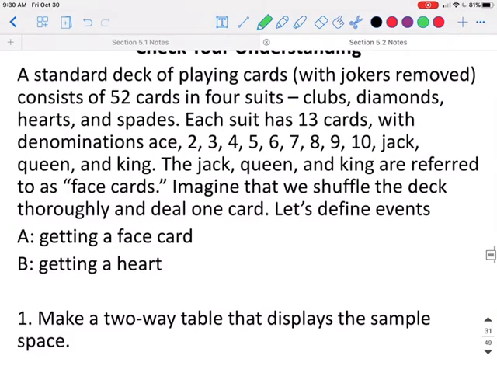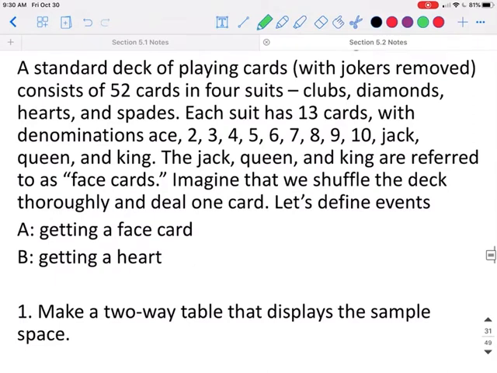A standard deck of playing cards with the jokers removed contains 52 cards in 4 suits: clubs, diamonds, hearts, and spades. Each suit has 13 cards with denominations ace, 2, 3, 4, 5, 6, 7, 8, 9, 10, jack, queen, and king. The jack, queen, and king are referred to as face cards. Imagine that we shuffle the deck thoroughly and deal one card. Let's define event A as getting a face card and B as getting a heart.